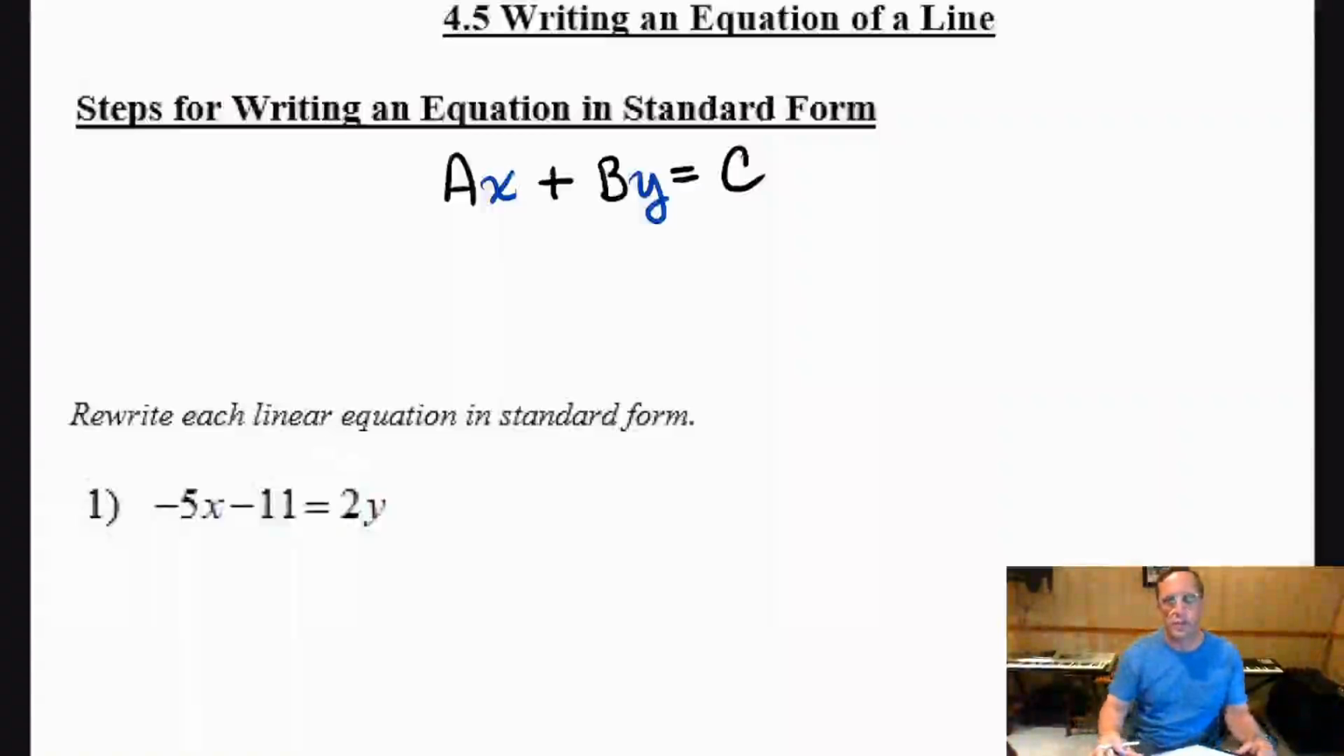For section 4.5, we're going to go over writing an equation of a line. That's somewhat vague, and a lot of times it boils down to slope intercept, which is the previous lesson. Now, 4.5 starts off with standard form of an equation. So what I have here is the standard form of an equation: Ax plus By equals C.